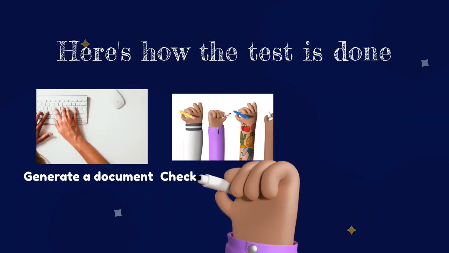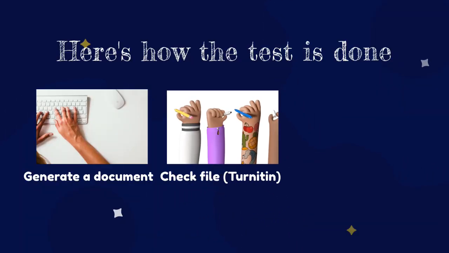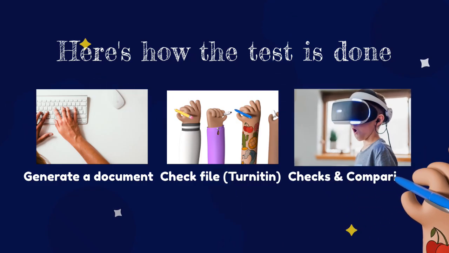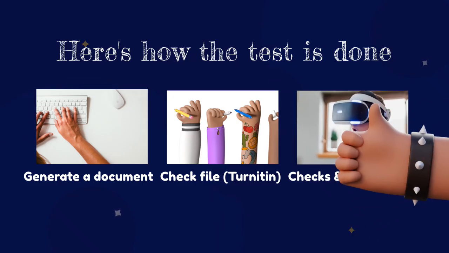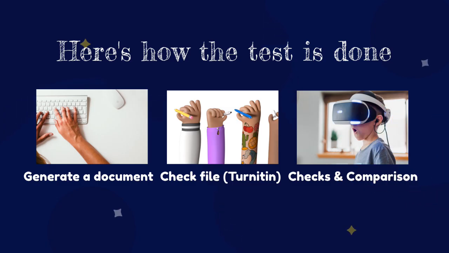Next, I will check the file on Turnitin for AI detection. Thereafter, I will start checking the files on the best five I have selected. Finally, we will compare the results to see which one had an AI score closest to Turnitin.